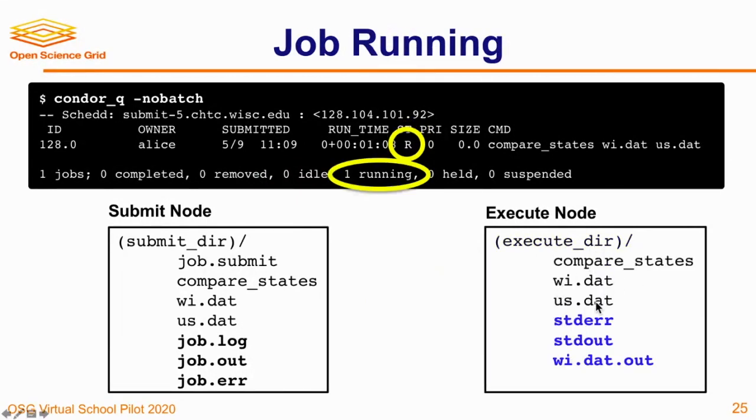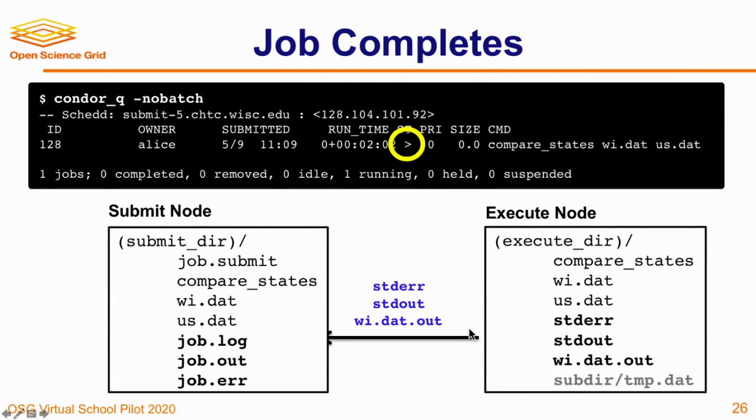So after it's transferred those files over, it will start running our executable. And we'll see this in the queue with the status R. If you were to go and connect to that job, you could see that there would be files that are generically named to capture our standard error and standard output. That information will get renamed when it gets transferred back to the submit server. And our job may also be at that point already writing output data.